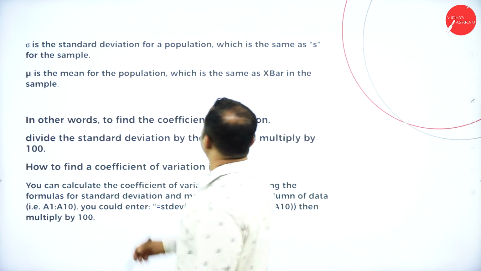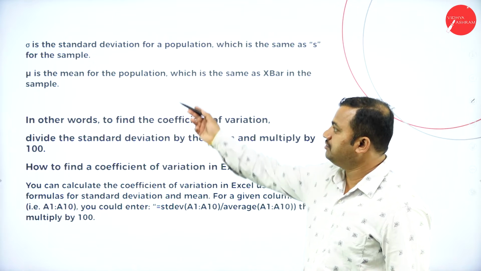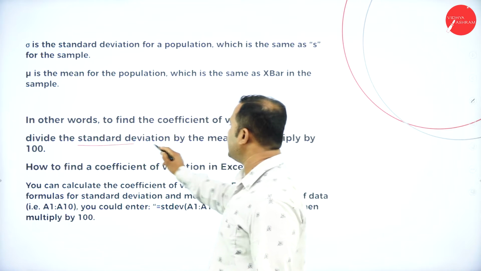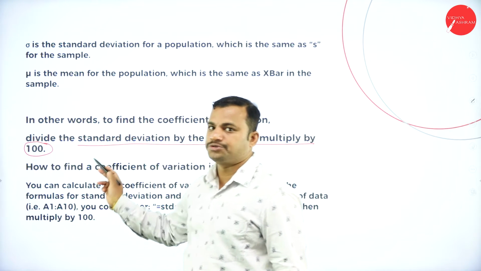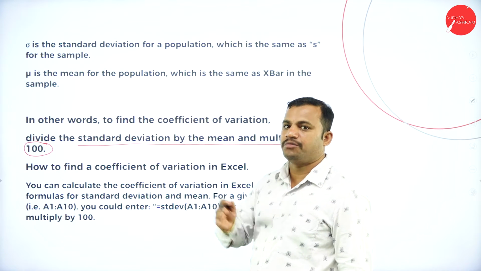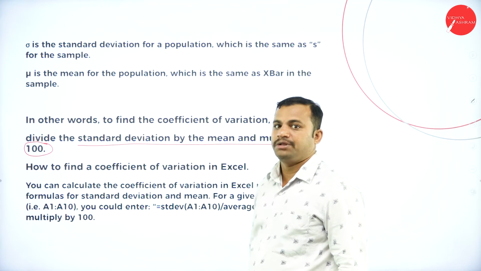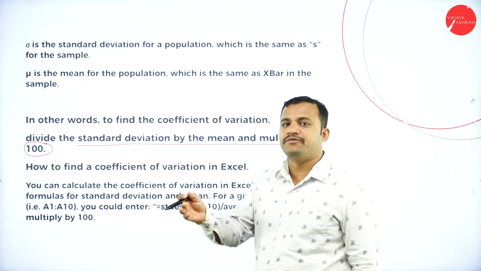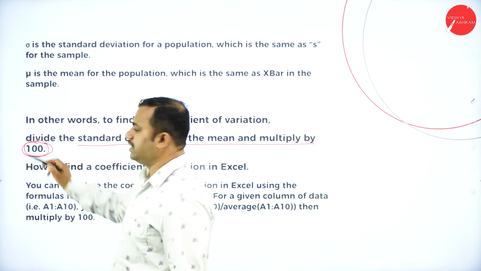Yes, the same thing as I told you just now. Sigma is used to represent the standard deviation. Mu is used to represent the mean. In other words, we divide the standard deviation by the mean and multiply it by 100. Multiplying by 100 is optional. Instead of that, you can represent it in the form of a decimal, that is, floating point values can be represented. If you want to represent it as a percentage of variation, then you can do so by multiplying it by 100.